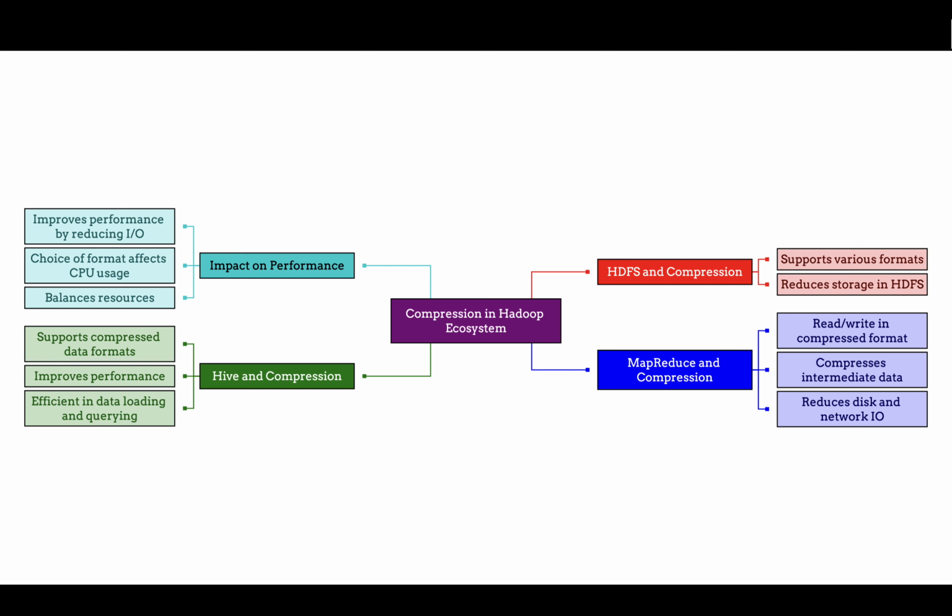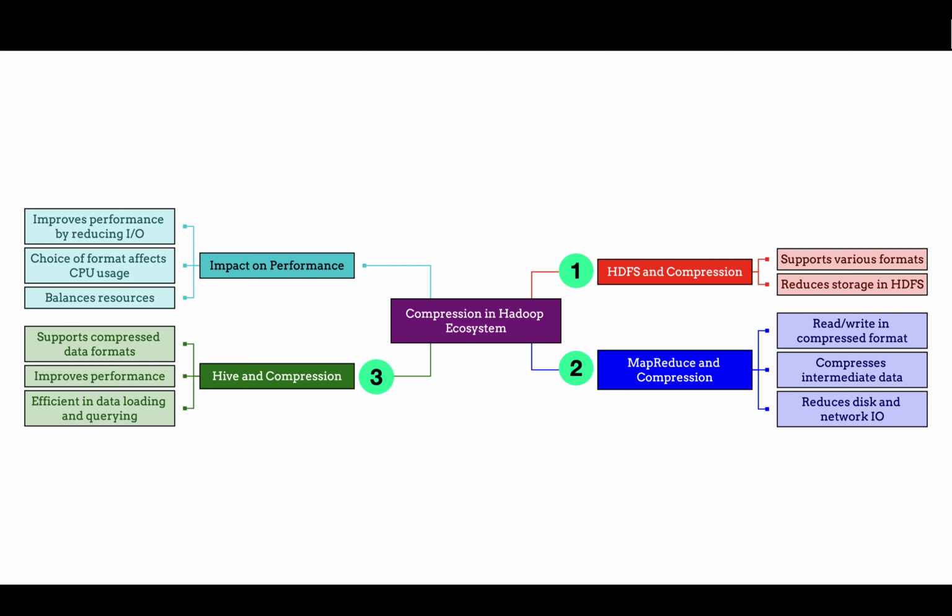Compression in the Hadoop ecosystem. 1. HDFS and compression. HDFS does not inherently compress data, but it supports various compression formats. Compressed files can significantly reduce the amount of storage used in HDFS. 2. MapReduce and compression. MapReduce jobs can read and write data in compressed format. Intermediate data in MapReduce can also be compressed to reduce disk and network I/O.